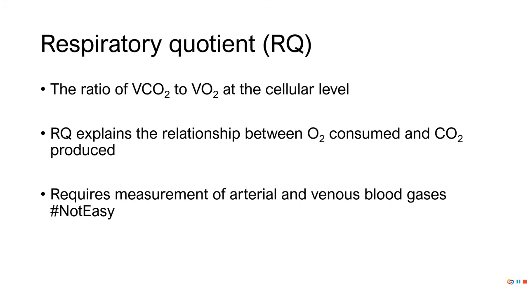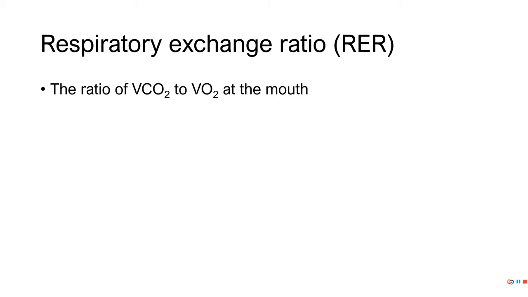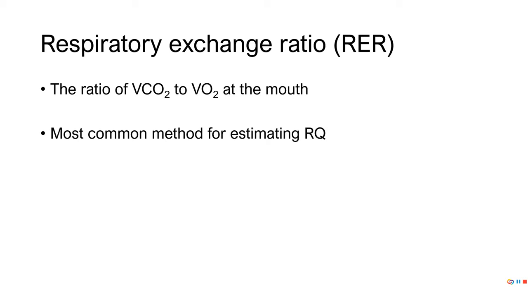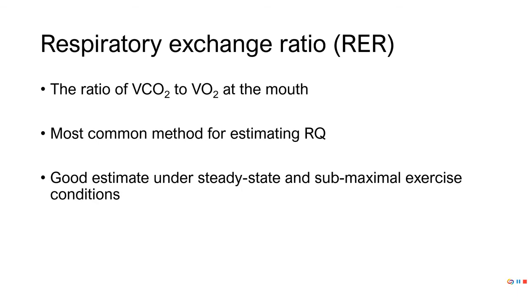We could measure RER. RER is the ratio of VCO2, or carbon dioxide production, to oxygen uptake, and we measure this at the mouth. It's essentially the VCO2 and VO2 that we were calculating in the previous lecture, and we use this to estimate RQ. Now, the thing to know about RER is it's only useful at steady state conditions and really under submaximal conditions.